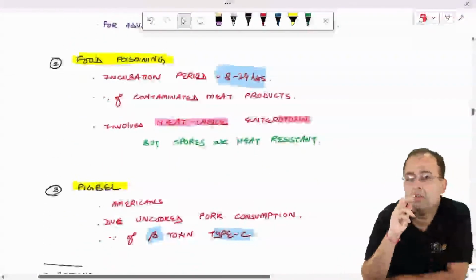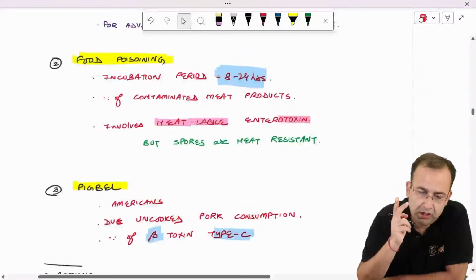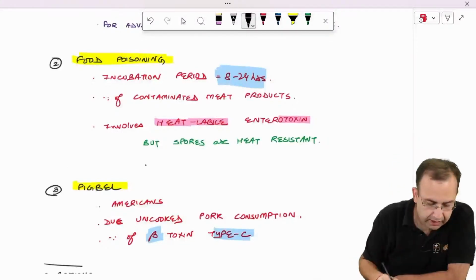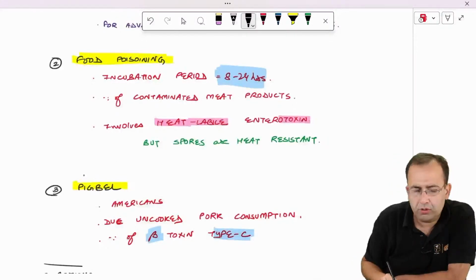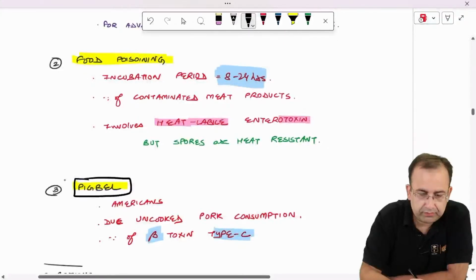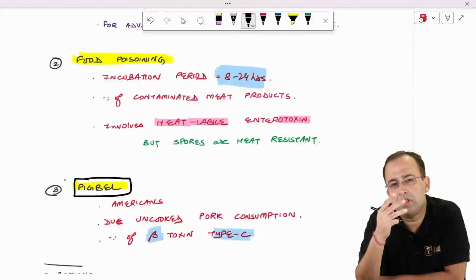Food poisoning is the second disease associated with perfringens, with an incubation period of 8 to 24 hours. And lastly is pig bell, due to uncooked pork consumption, which is seen in Americans and is rare. These are the diseases with Clostridium perfringens.